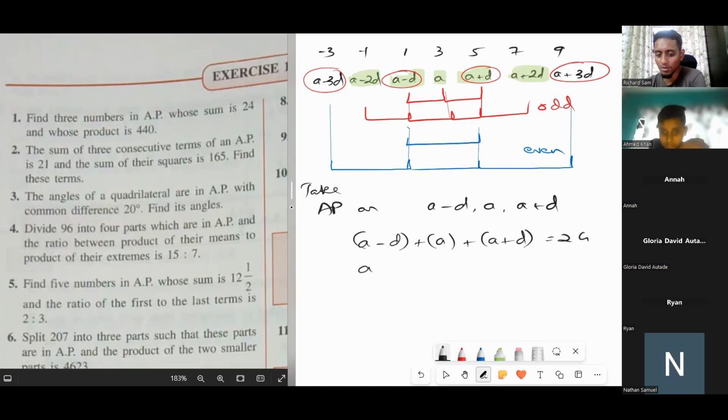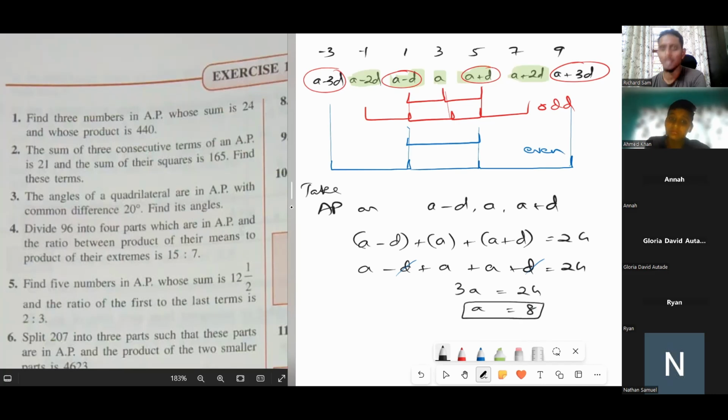Simplify this. A minus D plus A plus A plus D is equal to 24. Minus D plus D gets cut off, and we have A plus A plus A, that is 3A, is equal to 24. You see why we took it symmetrically? So that the D's will get cut off. So A is equal to 24 upon 3, which is 8. Everyone clear?